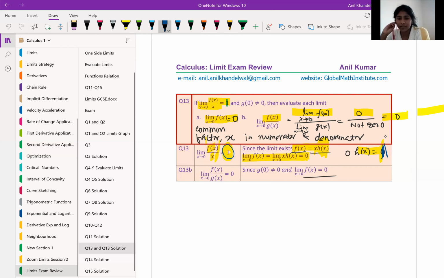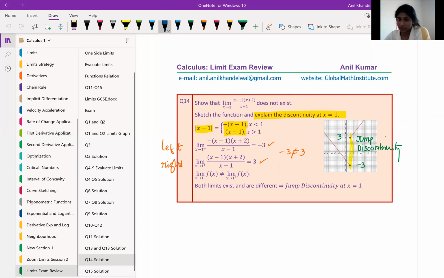But as far as f of x is concerned, it is the product of x and h of x. 0 times anything is 0, so we get 0. Oh, that was for product, right? So 0 times, look here, 0 times anything is 0, so the limit is 0. Perfect. So that is how we do. And as you said, once we know that the numerator is approaching 0 and the denominator is some other value, then the answer is 0. Perfectly fine. So question number 14 now.